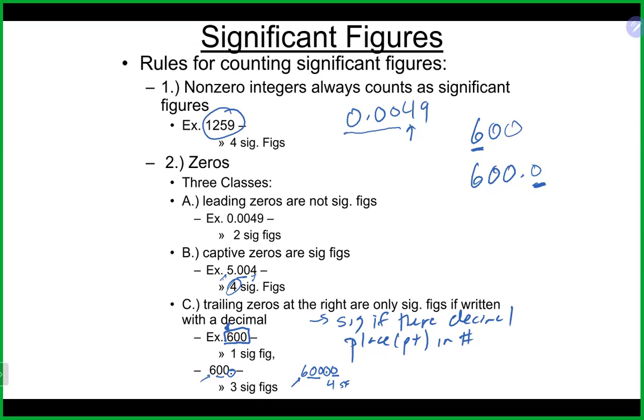What if it's like 600 meters? It would be the same, because the units don't have a bearing on it. It's the actual number that determines how many significant figures there would be.